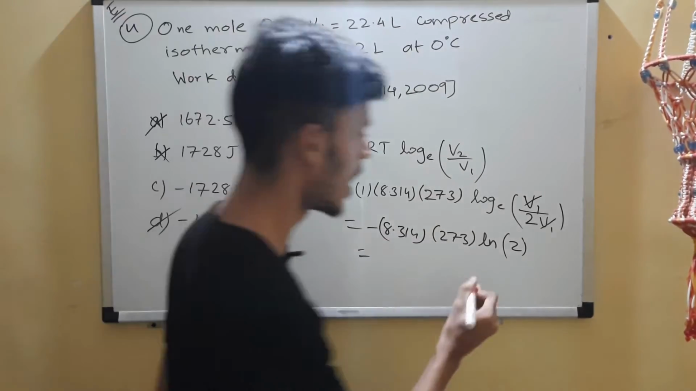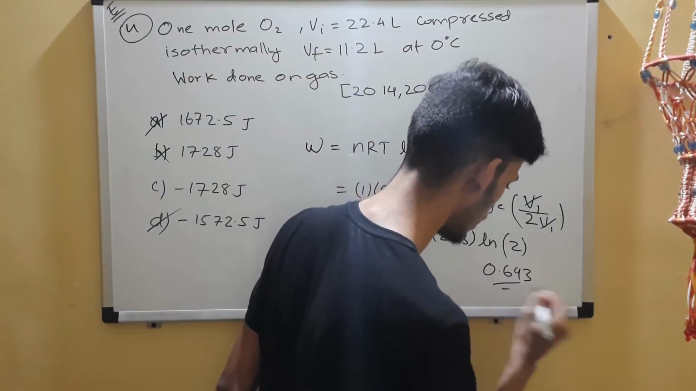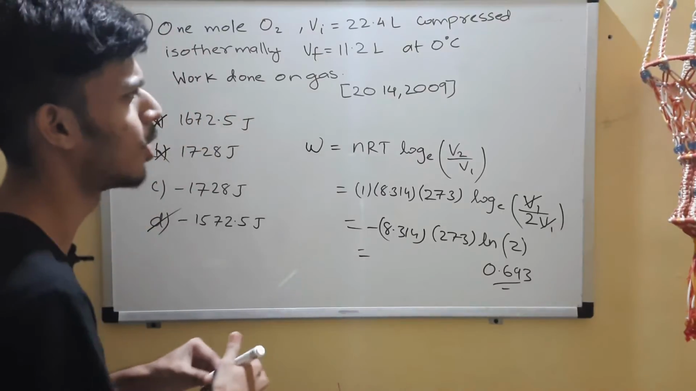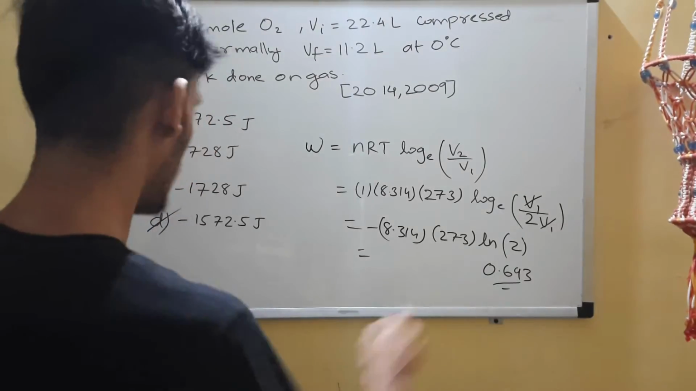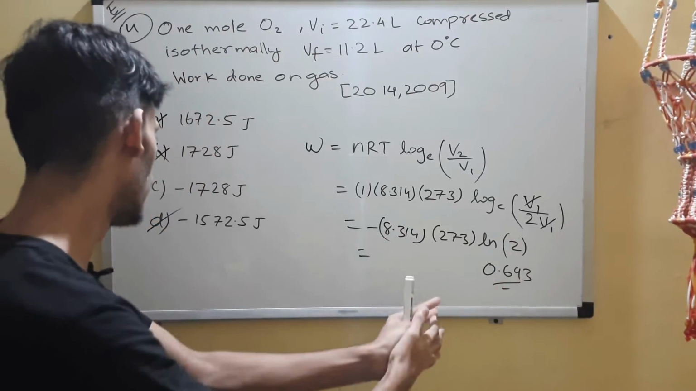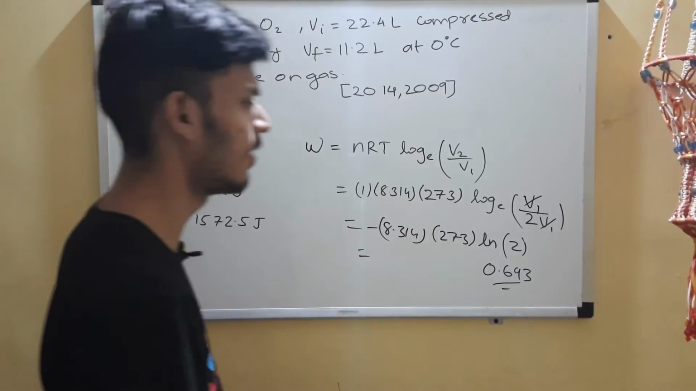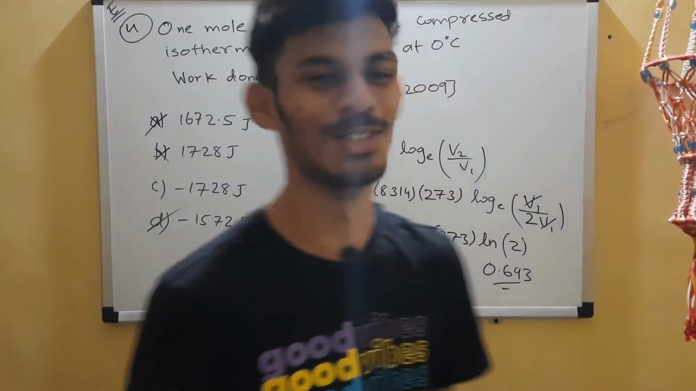ln of 2 has basically a value of 0.693. Remember this. I don't know why this was not mentioned in the question. Anyways, remember that value now. ln of 2 is 0.693. Once you solve this, the answer that you are going to get is this one. Only solving is left. Let's go to the next question.